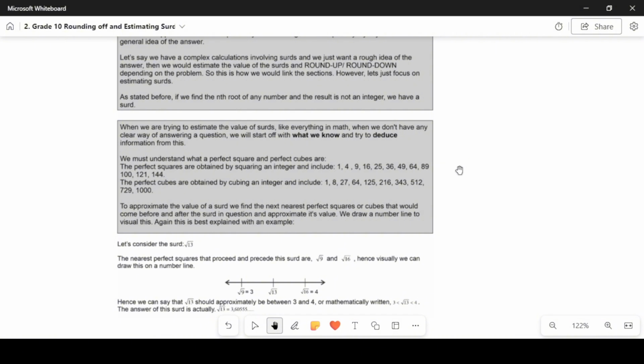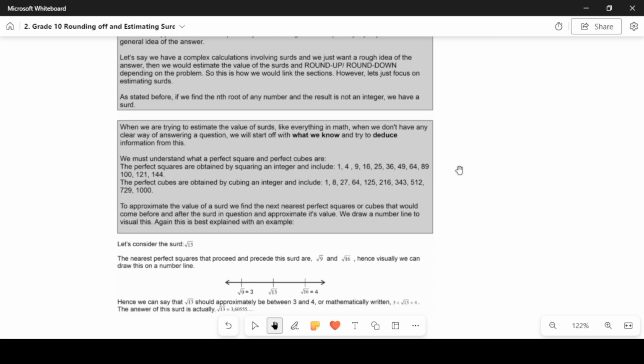Very important. As I said, in maths, we try to simplify and solve. When we are trying to solve a problem, we always start off with what we know and move from the known to the unknown. Take known bits of information, try to draw conclusions from it so that we can answer those unknowns or find those unknowns. We must understand what perfect squares and perfect cubes are.